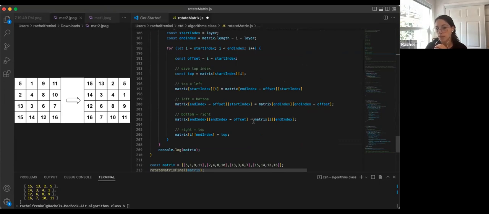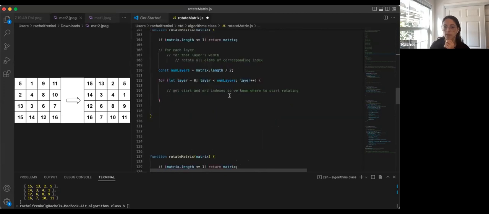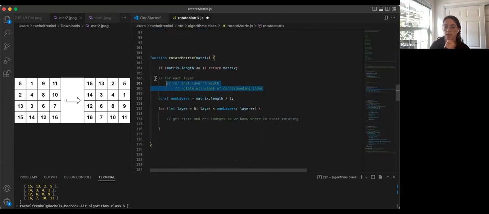If somebody gives you a problem like this, just saying, okay, I think rotating in layers makes sense. Here's my very general algorithm, and this is why I wrote it out in these smaller pieces. Okay, here's my general algorithm I'm going to try to follow. Okay, I'm going to try to get the start and end indexes so that I know where to start rotating.